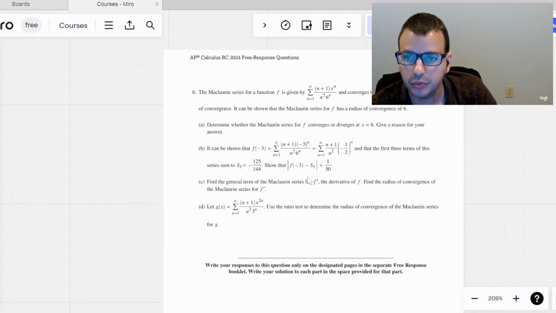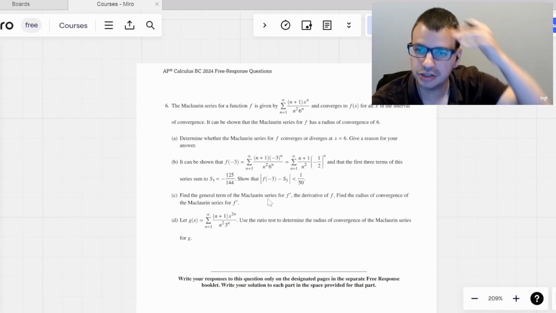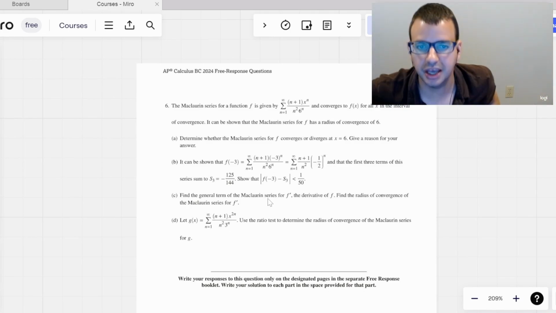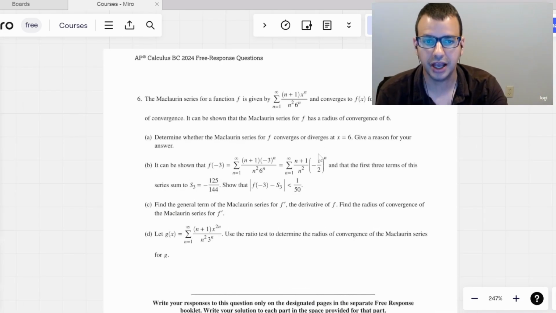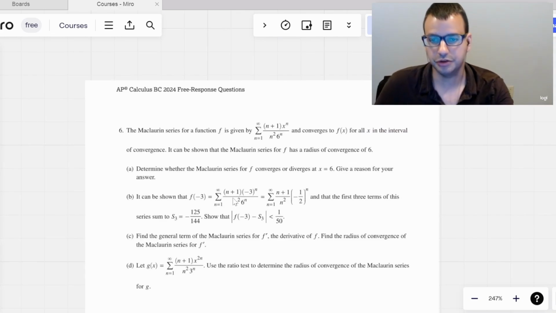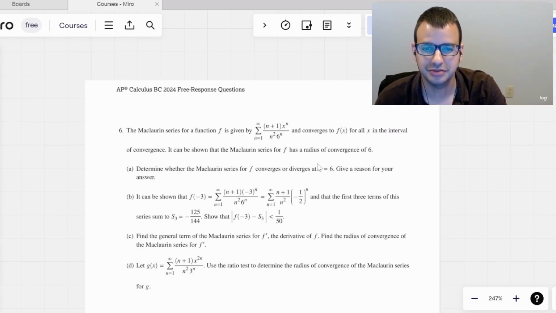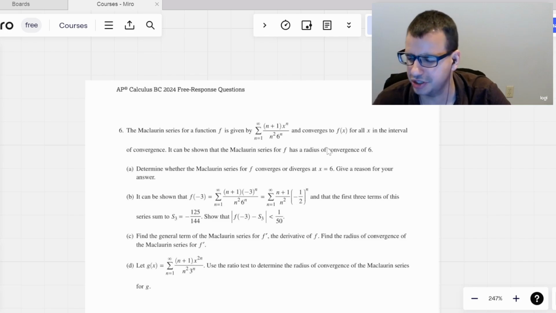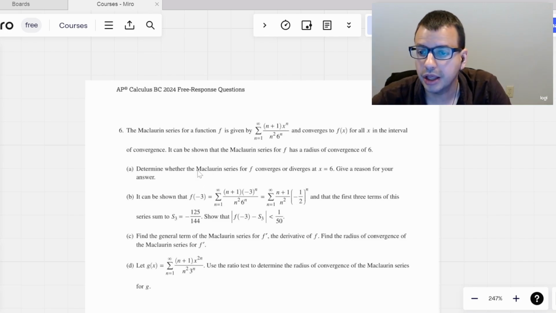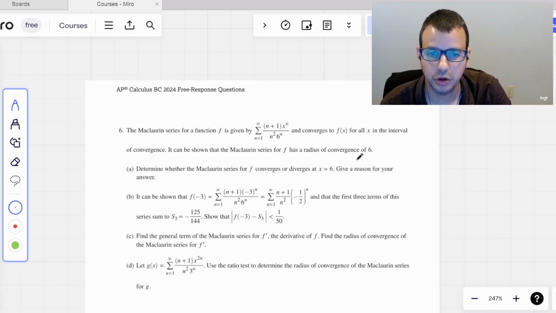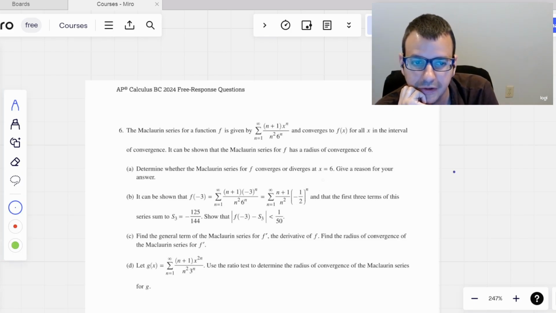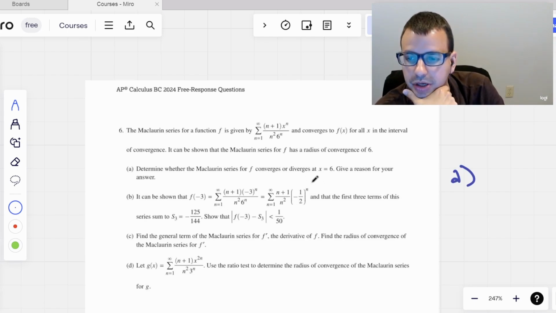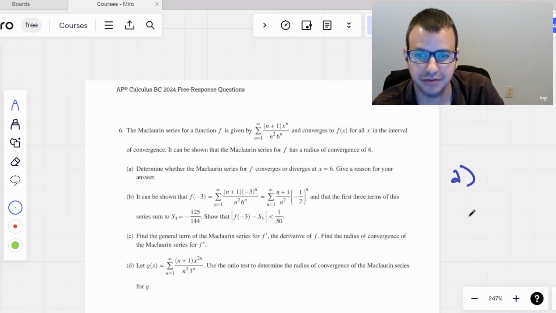So now we have problem number 6. A Maclaurin series for a function f is given by this and converges for f of x for all x on the interval. It always converges on the interval of convergence. They probably don't need that extra. It can be shown that the Maclaurin series for f has a radius of convergence of 6. Determine whether the Maclaurin series for f converges or diverges at x equals 6. Give a reason for the answer.